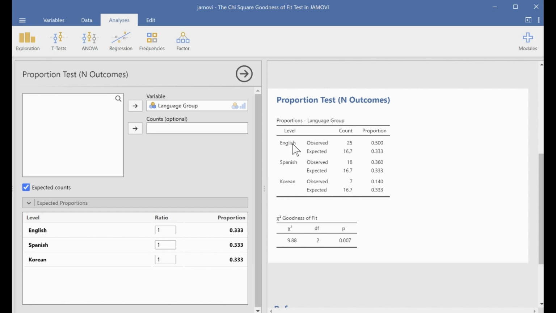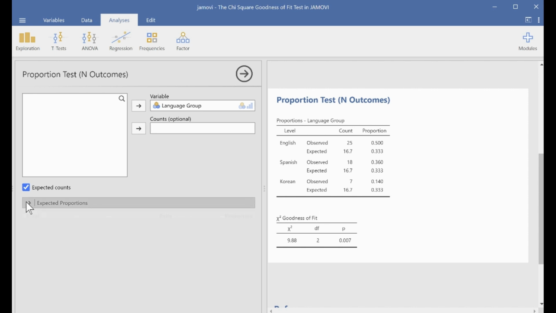In other words, in this test, we're looking at the observed observations and we're comparing it to this idea that all groups should be equal. That's fine. We do have a significant difference here, but I don't think that's particularly useful because actually within the university, I don't really assume that I have equal proportions of students at the university. It's not that at the university I have 33% English speakers, 33% Spanish speakers, and 33% Korean speakers.